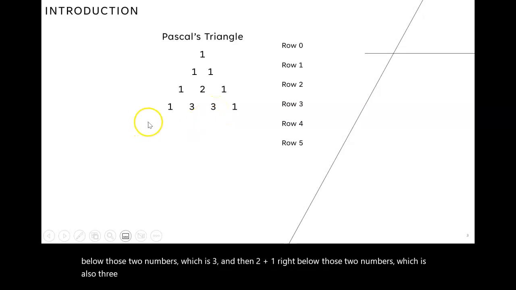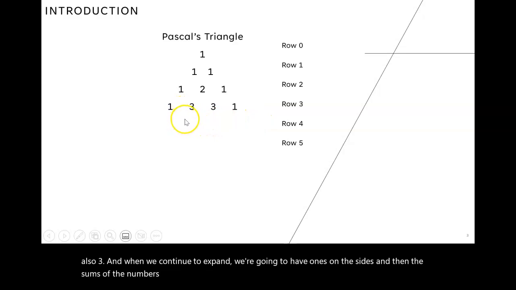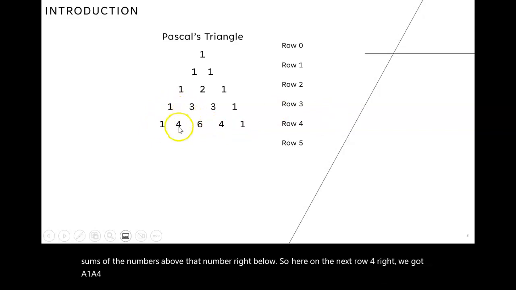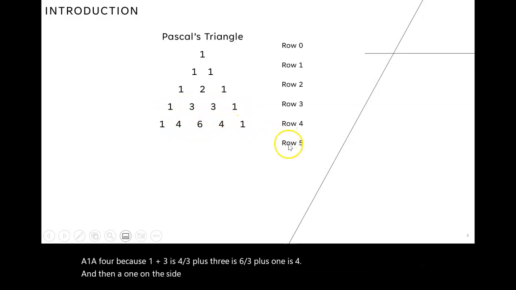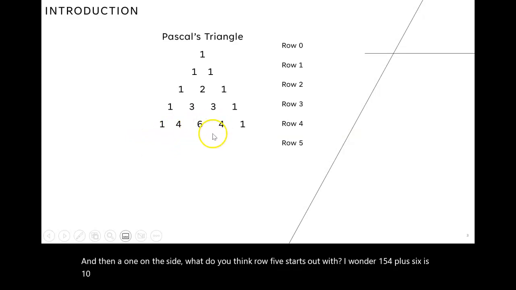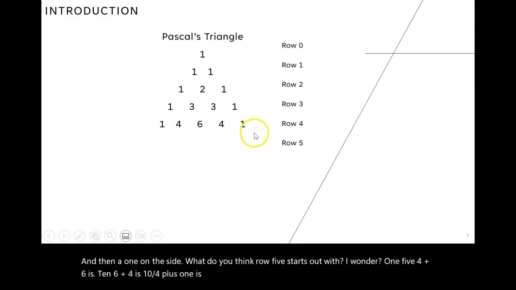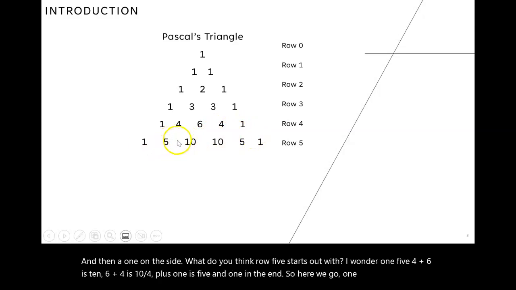And when we continue to expand, we're going to have 1s on the sides, and then the sums of the numbers above right below. So here on the next row, row 4, right, we've got a 1, a 4, because 1 plus 3 is 4, 3 plus 3 is 6, 3 plus 1 is 4, and then a 1 on the side. What do you think row 5 starts out with? I wonder. 1, 5, 4 plus 6 is 10, 6 plus 4 is 10, 4 plus 1 is 5, and 1 on the end. So here we go. 1, 5, 10, 10, 5, 1.